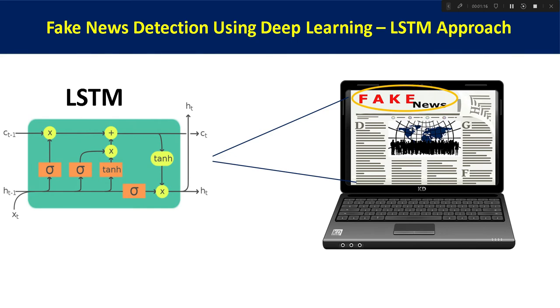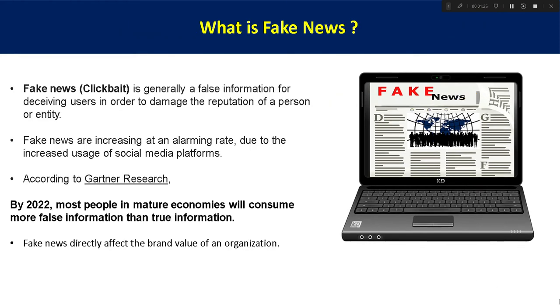So first of all, we need to understand what is fake news. As we know, nowadays fake news is pretty common because it is mostly creeping up. So the big question, what is fake news? Fake news is generally false information created for deceiving users in order to damage the reputation of a person or entity. Their motive is something like that, or maybe they want to earn revenue by advertisement.